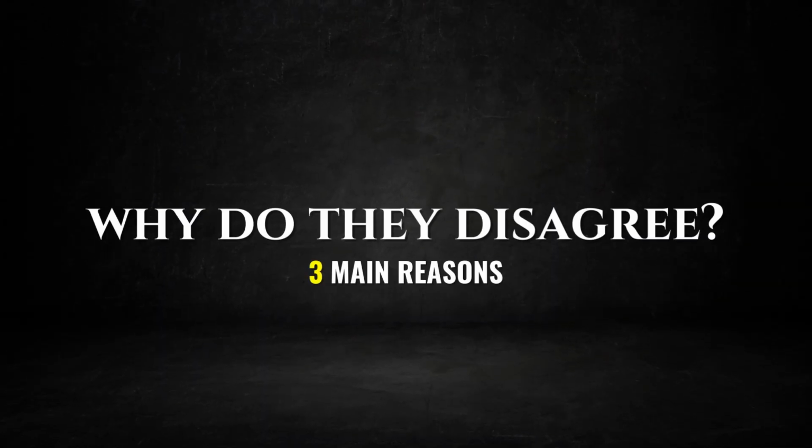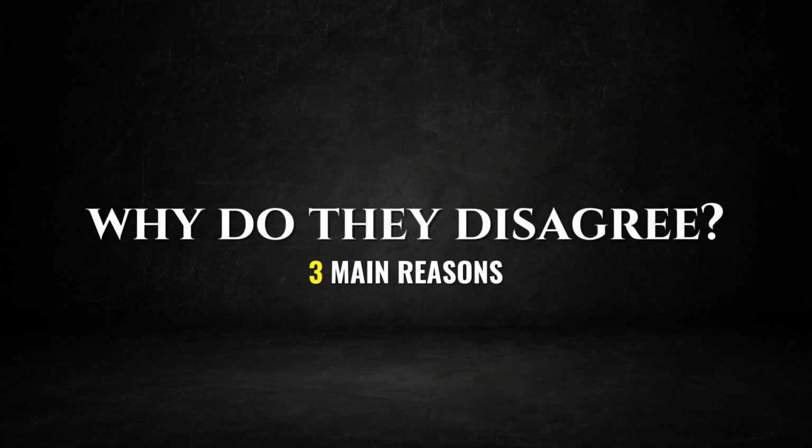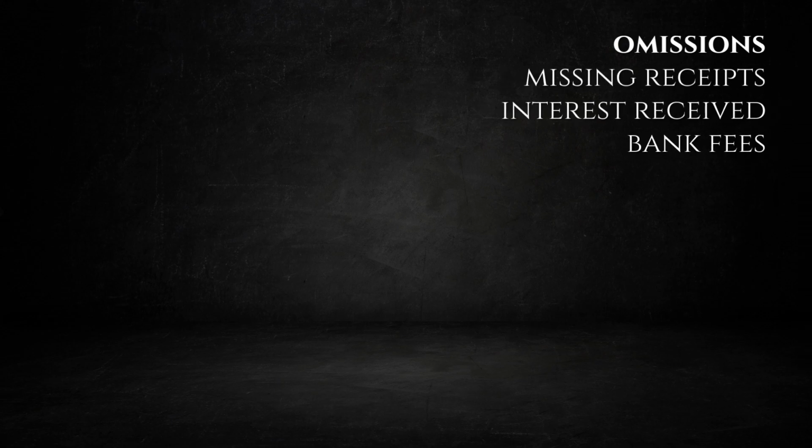Now, let's talk about the 3 main reasons why the bank statement and the cash book might not see eye to eye. First, we have omissions. These are transactions that appear on the bank statement but haven't been recorded in the cash book yet. They can include missing receipts, interest received, bank fees, and even those pesky bounced checks.